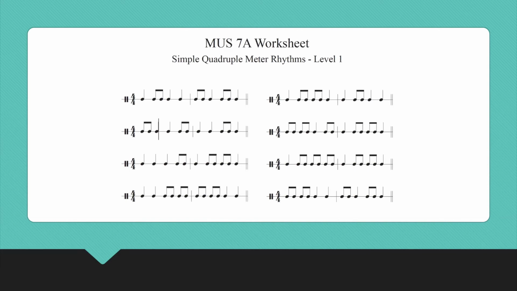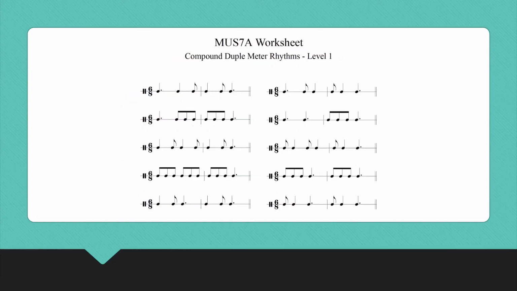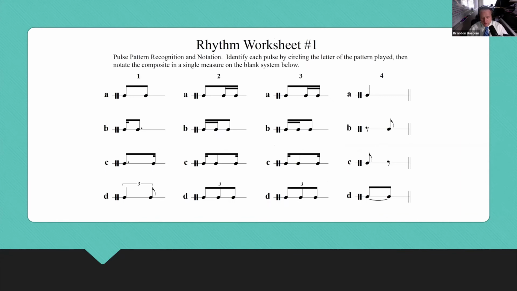Here are some simple quadruple rhythms that you could use for a spelling bee environment. On the next slide are some compound duple meter rhythmic examples that could be used to challenge some more students. My colleague David Taylor from Brigham Young University, Idaho, created a chart that was a multiple choice rhythmic recognition chart. I'd like to share a video clip of me using this in a classroom setting.